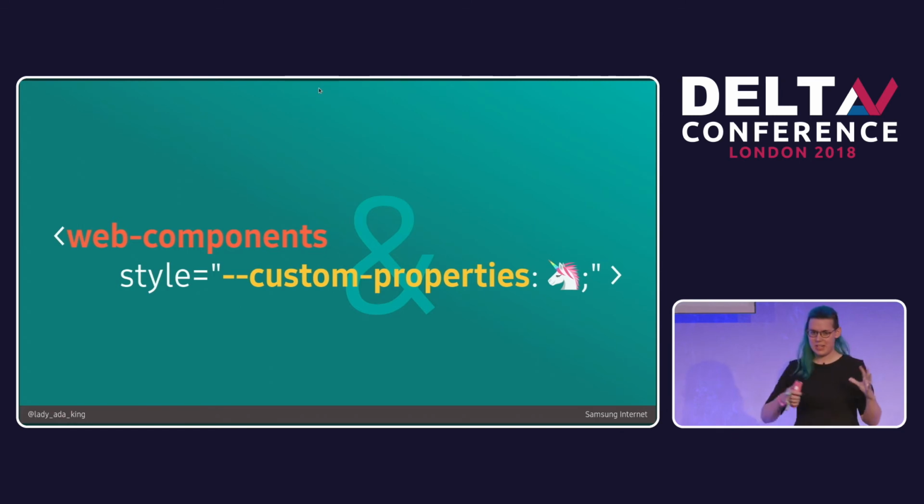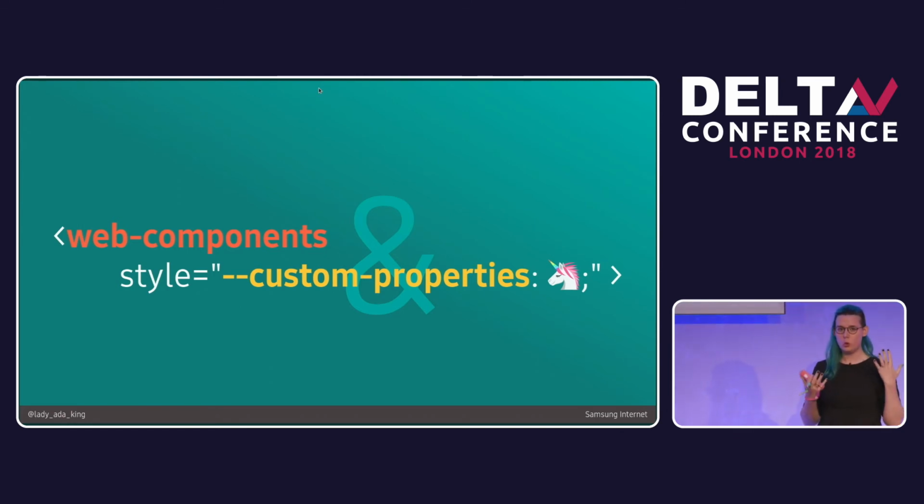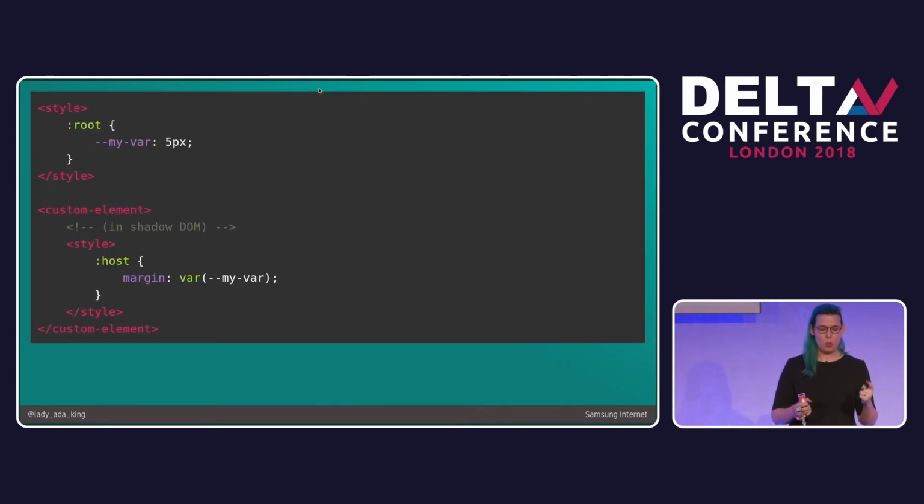Cool, so now I'm going to go on to the next stage of my talk where I describe how all this stuff works together, because these are all cool and powerful individually, but this is where it gets super slick and amazing. So web components and custom properties. Custom properties pierce the shadow DOM. I said earlier that stuff from outside the shadow DOM doesn't affect the stuff inside it. Well, custom properties are one of the exceptions. So this allows you to have your custom element access properties from outside itself.